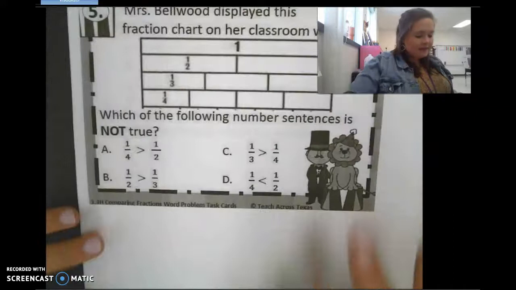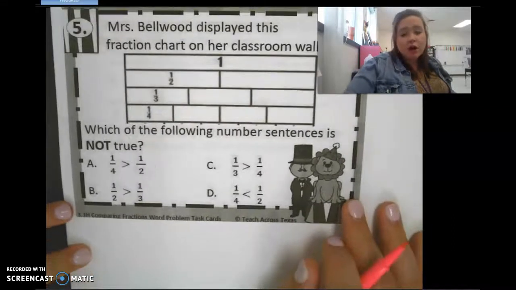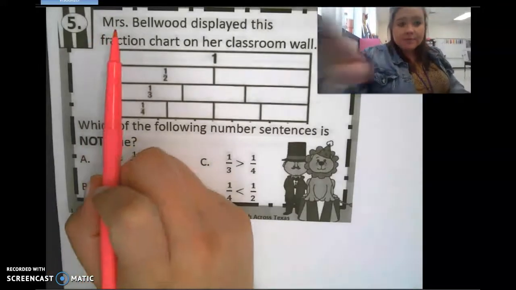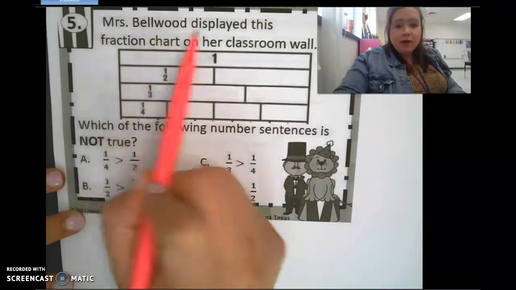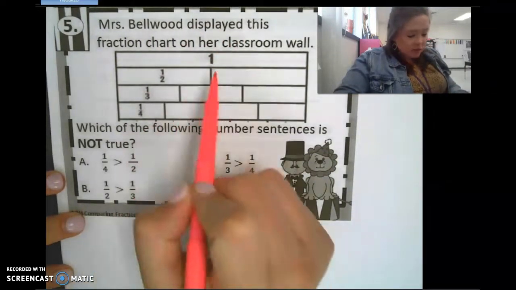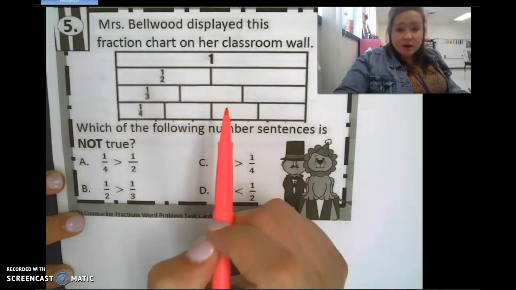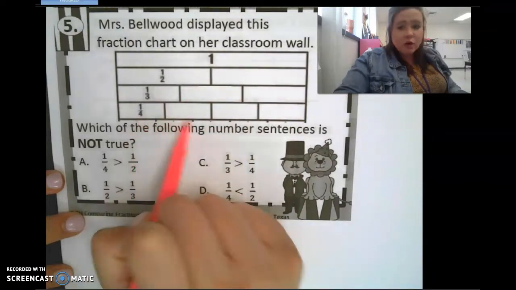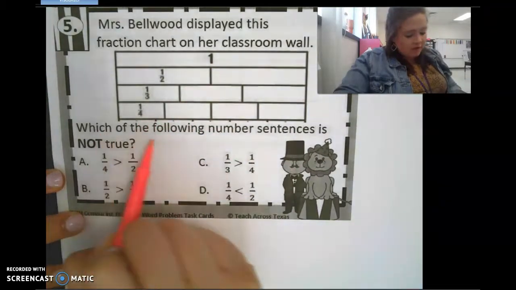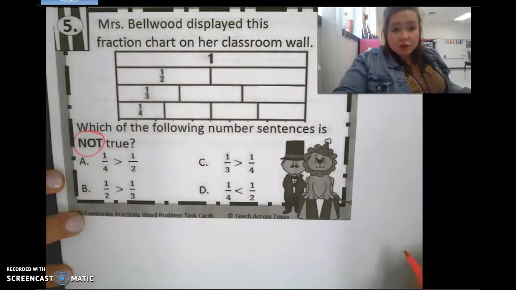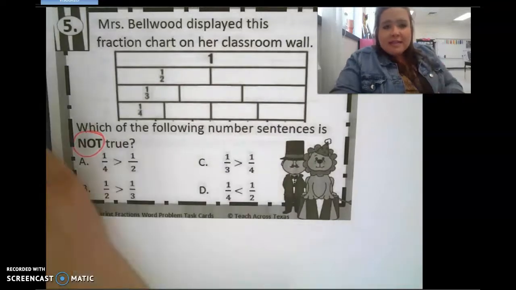All right, let's look at this one. This is card number 5, but this is our second problem we're going over. Okay? Mrs. Bellwood displays this fraction chart on her classroom wall. Okay? This is really similar to your fraction strips. All right? You have your whole, your halves, your thirds, and your fourths. Which of the following number sentences is not true? I want us to be paying attention to when it says not true, okay?